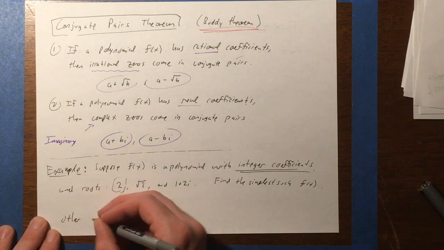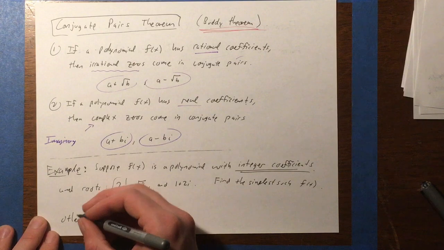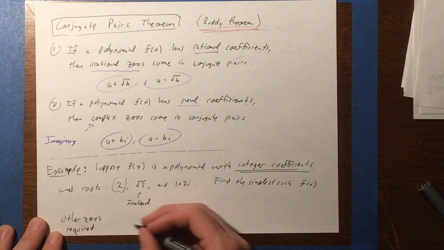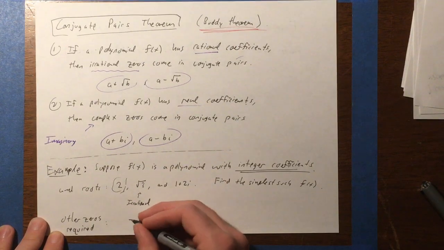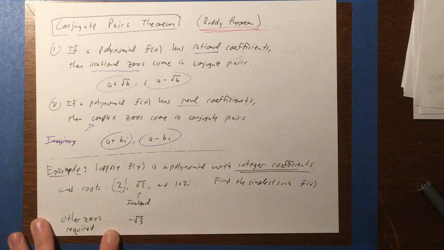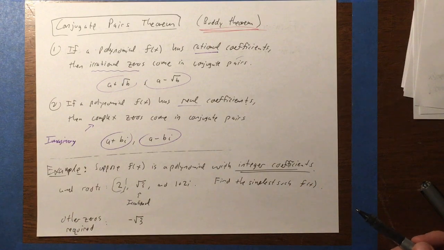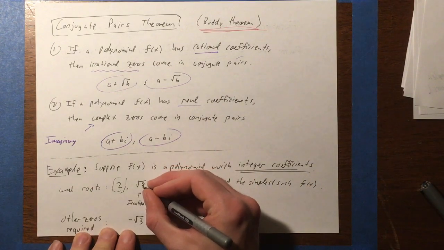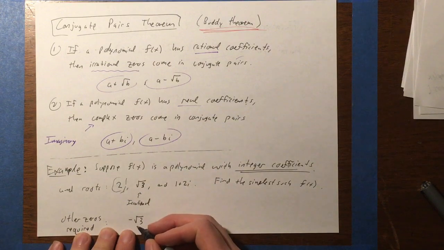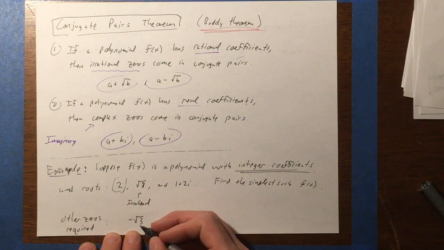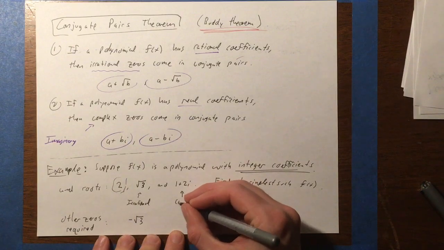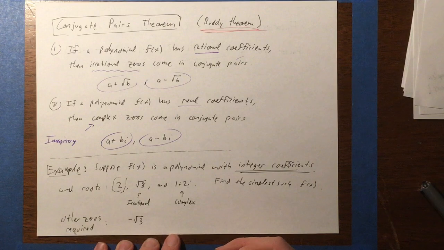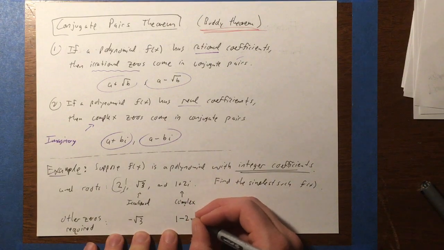So I'm going to make a list of other zeros that are required in order for this to work. We're going to have negative square root of 3, because if you have 0 plus the square root of 3, you're going to have 0 minus the square root of 3. So when you have just a square root number, you have to have the opposite of that as well. These are the conjugates of one another. And then, of course, 1 plus 2i is a complex number. So it's got to go to the party with its buddy, and its buddy is 1 minus 2i.